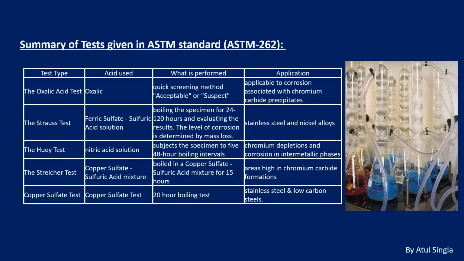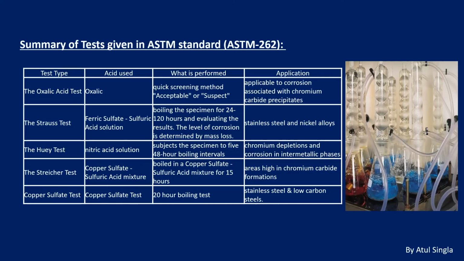The third test uses nitric acid solution, where nitric acid is the acid in this test. The test is done in 5 intervals of 48 hours. The specimen is inserted and kept there for 48 hours, then again for 48 hours, and this is repeated 5 times. We perform this kind of test to detect chromium depletion and corrosion in intermetallic phases. So this is where we are using it.